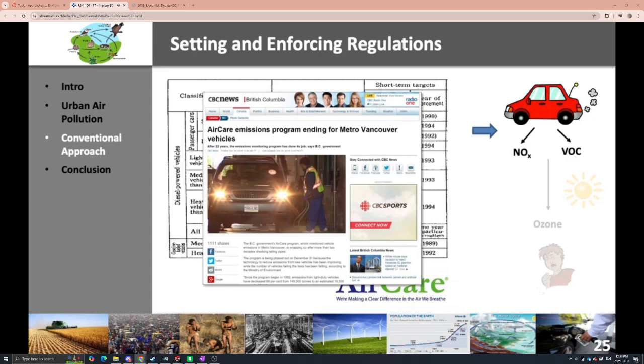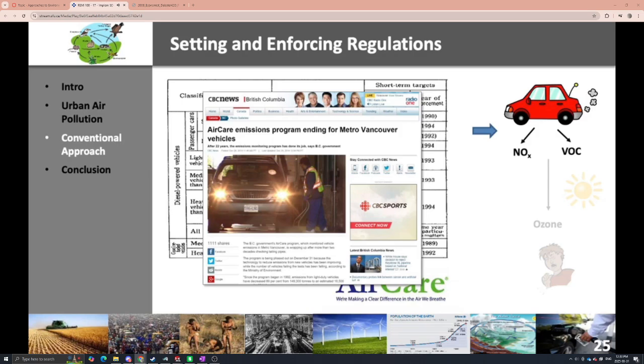But if they just met the standards for Texas, let's say, they wouldn't be able to sell their cars in California. So from the car manufacturer standpoint, what they end up doing is building all of their cars to meet the California standards. And so in BC, all the cars which met the California standards were also meeting the BC standards. And so the car technology for burning the fossil fuels improved so that there were not so many NOx and VOCs coming out of the tailpipe. So things like the catalytic converter, which absorb the gases. So because of all those improvements, the Air Care program could be scrapped.